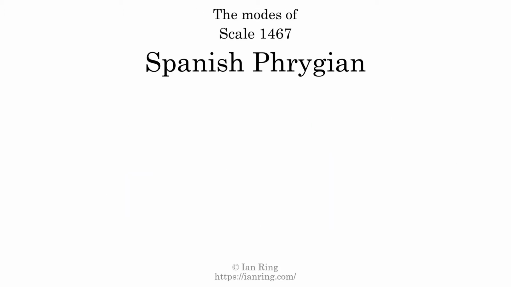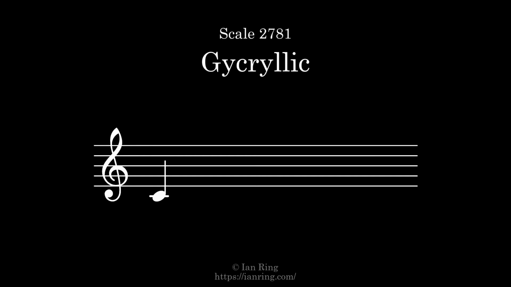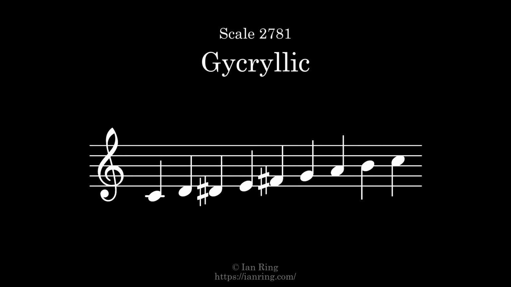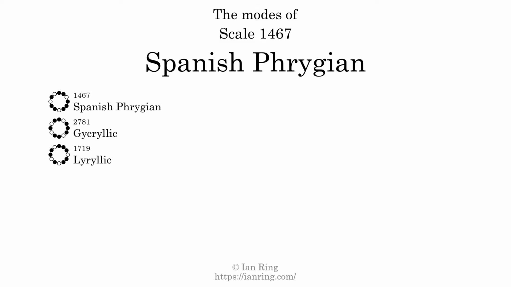This scale has 8 modes. The first mode is itself. The second mode is scale 2781, also known as Jacrilic. It sounds like this. The third mode is scale 1719, also known as Lyric. It sounds like this.